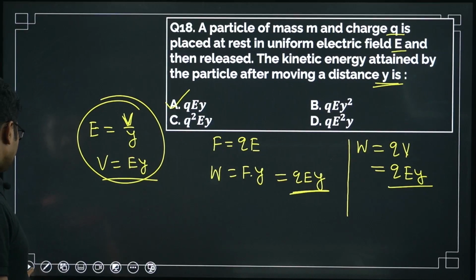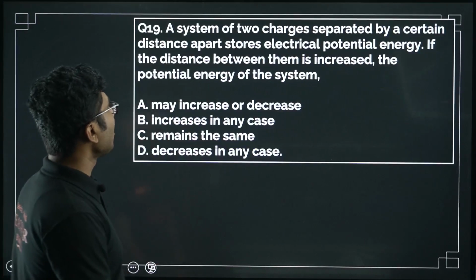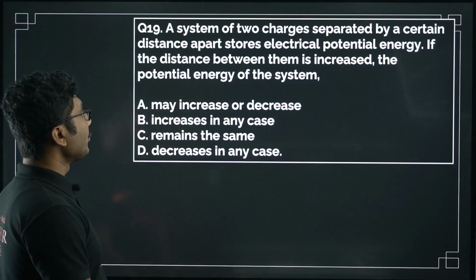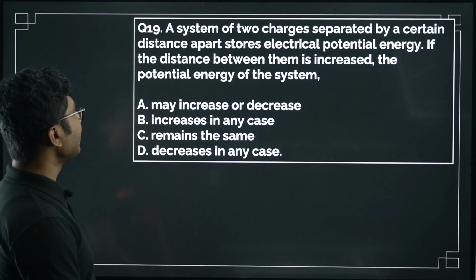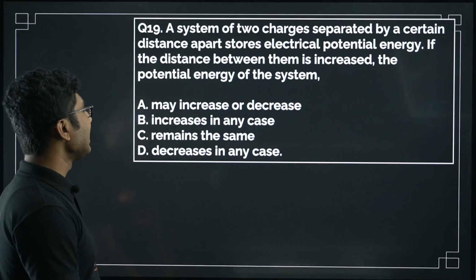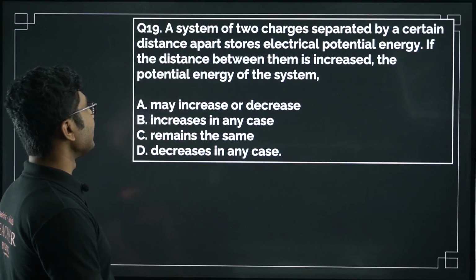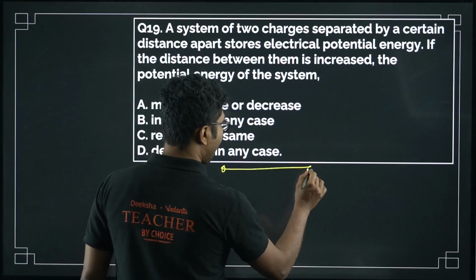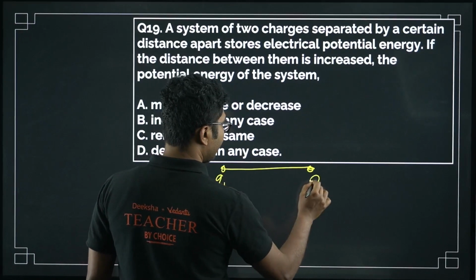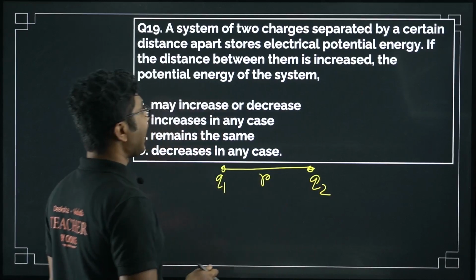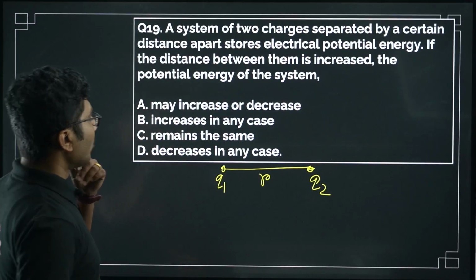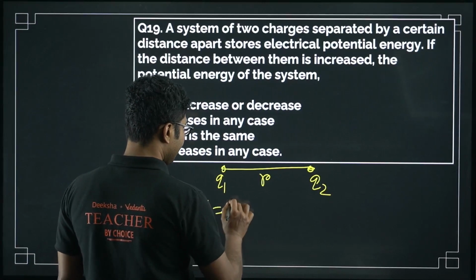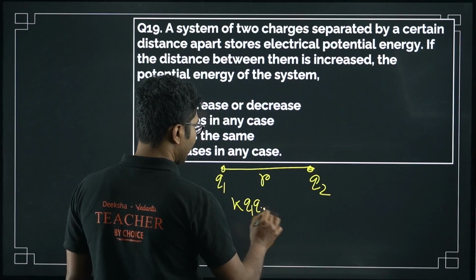Now next: a system of two charges separated by a certain distance apart stores electrical potential energy. If the distance between them is increased, the potential energy of the system is. So Q1, Q2 separated by a distance, say R. What is the electrical potential energy of this system? It is K Q1 Q2 by R.